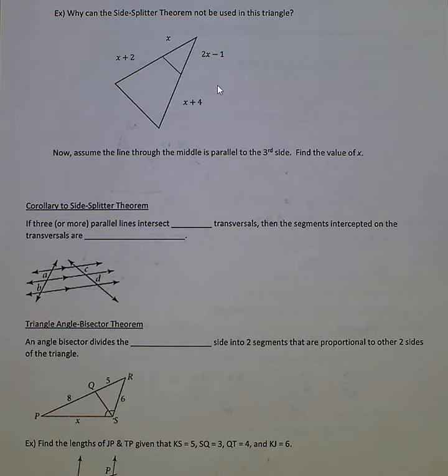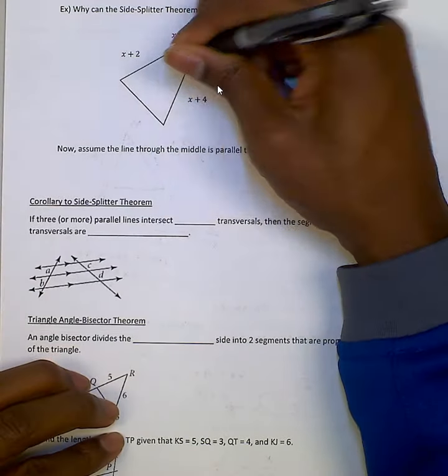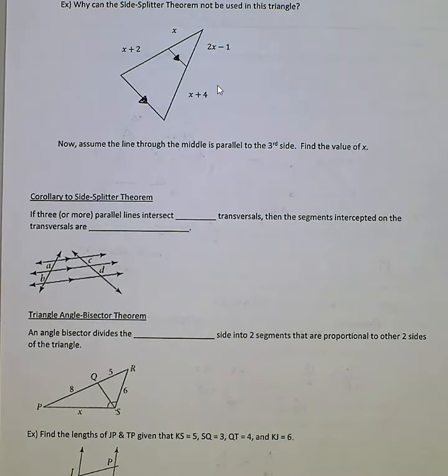Okay, now I'm going to tell you to assume that the line through the middle is parallel to the third side. Find the value of x. So now we're going to say, okay, this line is parallel, because that's the only way that we can solve it using the side splitter theorem. Find the value of x.